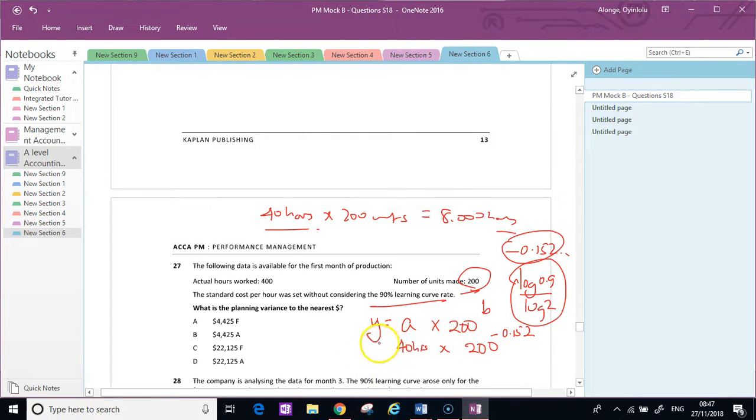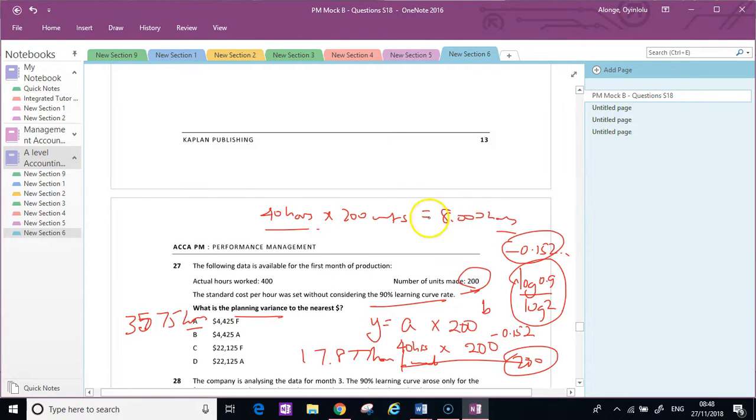And then you find the average time to be 17.877 hours per unit. So the average time to make 200 units with the learning curve of 90% is 17.877 hours. But if I know what the average time to make a unit is, all I need to do is apply the two together, and I can find the total time, and that comes to 3575 hours.